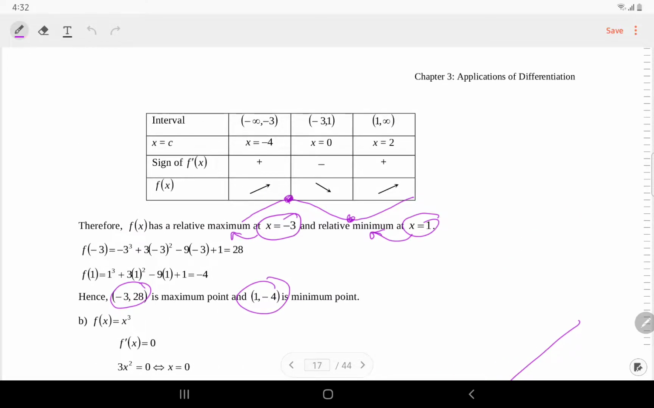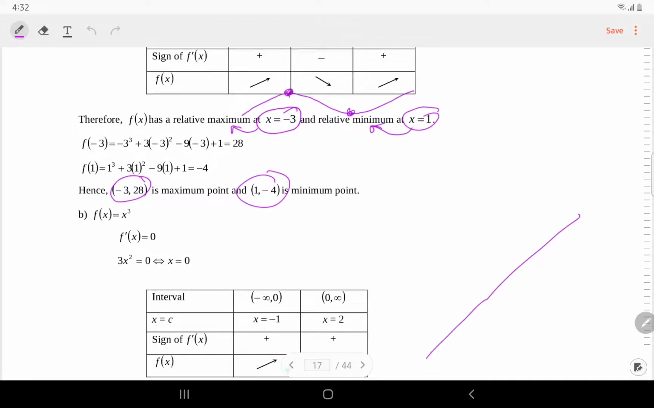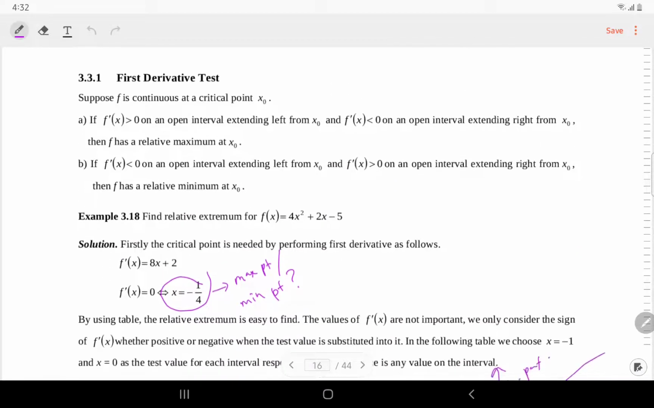Okay, that's how we find the relative extrema. Yang ni tadi using first derivative test. Okay, kita nak cari relative extremum, sama ada dia point dia maximum ataupun minimum point, using first derivative test. Okay, kita kena cari f prime x.